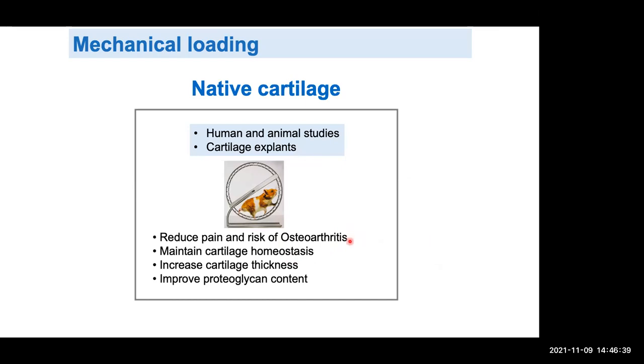So it's low risk when you exercise and move, and they say that the mechanical loading maintains the homeostasis of the cells' activities, increases the thickness of the cartilage, and also produces more matrix. So exercise is good in humans and in animals in the lab.